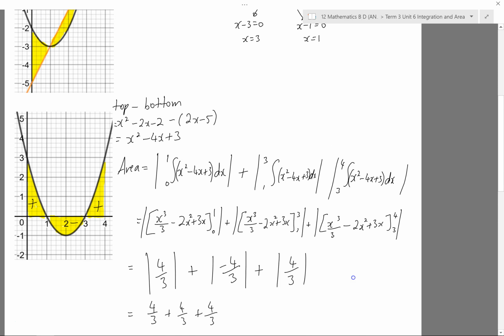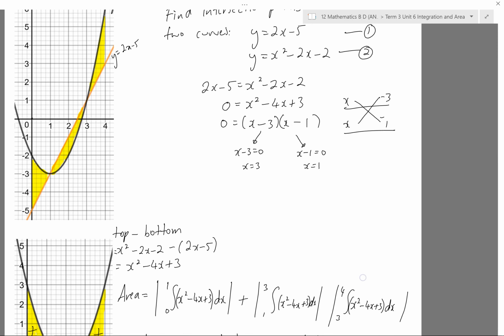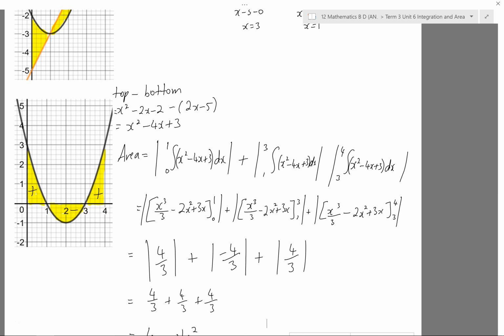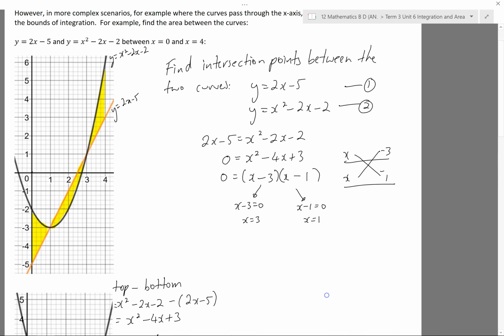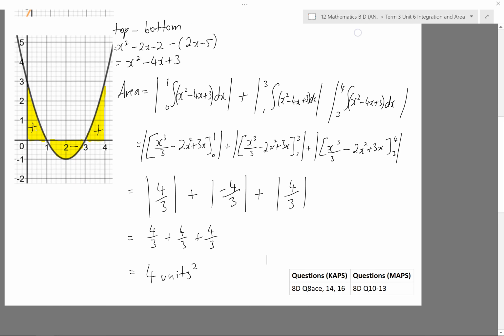So to conclude, area between curves, always do top curve minus the bottom curve, and you need to integrate between wherever there are intersection points on the original graph, which you need to find using simultaneous equations. Heaps of questions here to practice. You'll hopefully get really good at this skill. All right.